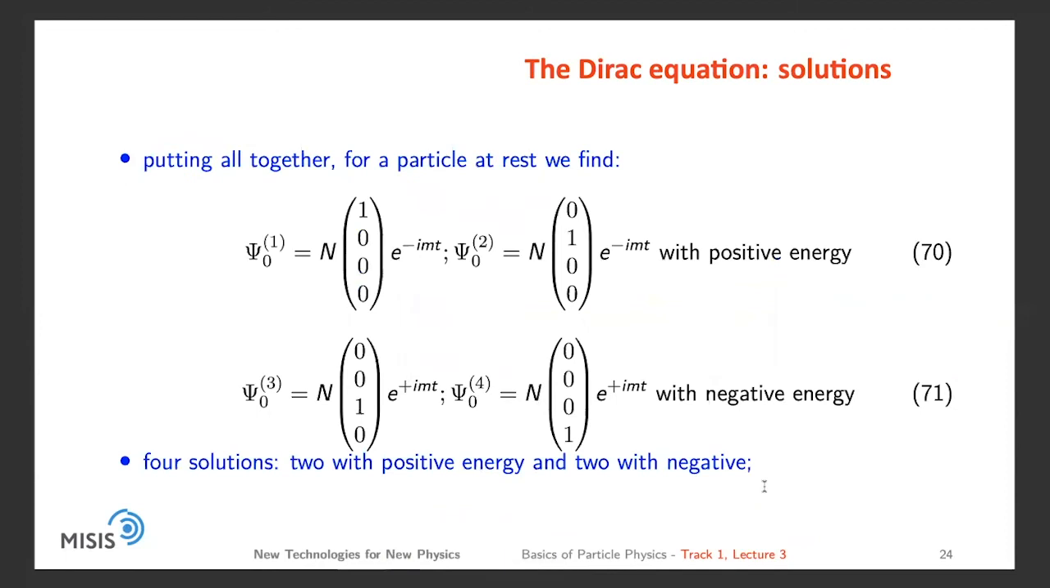Putting it all together for a particle at rest, we find the following solutions. Top ones for the positive energy and bottom ones for the negative one.